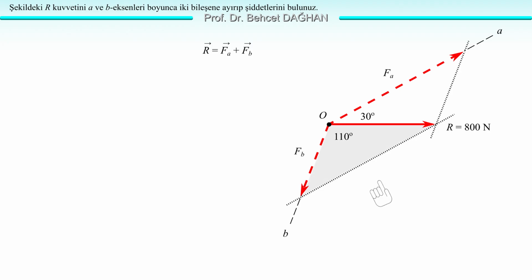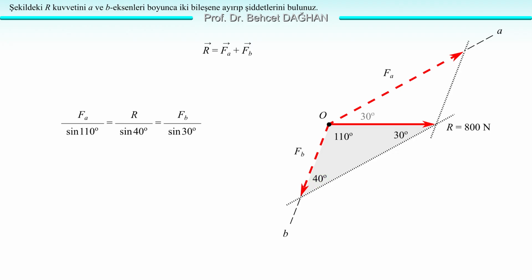We can find the unknowns by considering any of these triangles. Let's consider the triangle below and find its angles. 110 degrees is given. The angle to the right of 110 degrees is the interior opposite of the 30 degrees above. Therefore, this angle is 30 degrees. The angle below must also be 40 degrees for the sum of the interior angles of this triangle to be 180 degrees. Now let's write the law of sines.